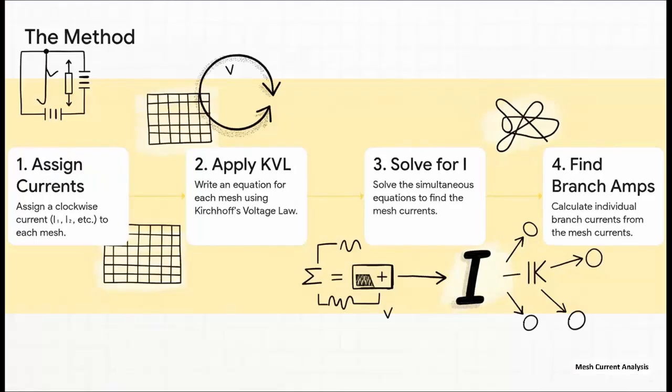So here it is. This is our roadmap. Step 1, we're going to assign a current to each mesh. Step 2, we'll use Kirchhoff's voltage law to write one equation for each of those loops. Step 3, we solve those equations to find our mesh currents. And then finally, step 4, we use those answers to figure out the real current flowing through every single component. Simple, clean, and incredibly effective.